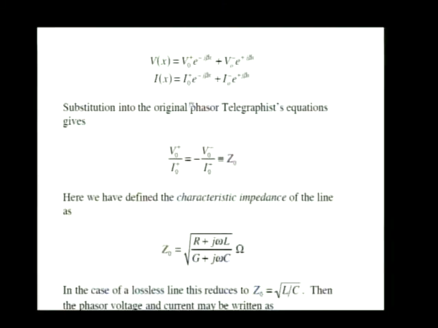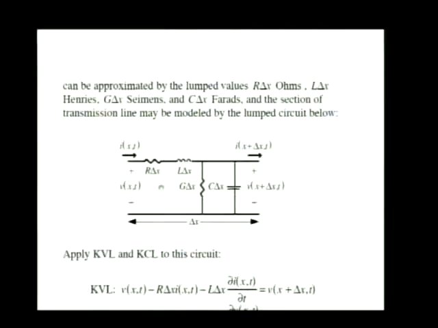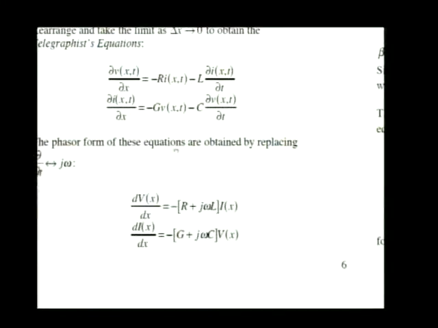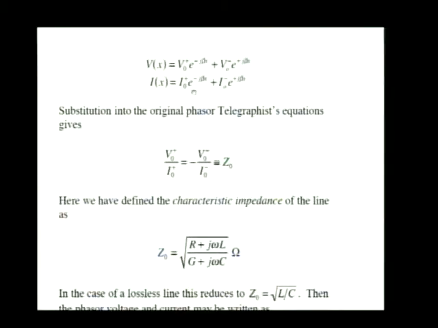One thing I can do is take these two solutions and substitute back into the original telegraphist's equations in phasor form. I'm talking about these equations. Remember, these are the telegraphist's equations in phasor form. Plug these solutions into them, and you can find these relationships must exist between the magnitude coefficients. You'll find that V0 plus over I0 plus is equal to a constant, and so is the negative of V0 minus over I0 minus. The reason for the minus sign is because the ratio of those quantities are actually negatives of one another. But they're the same constant. And I define that constant to be, symbolically, Z0.